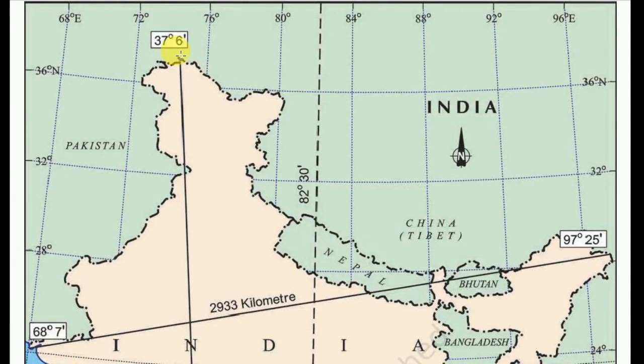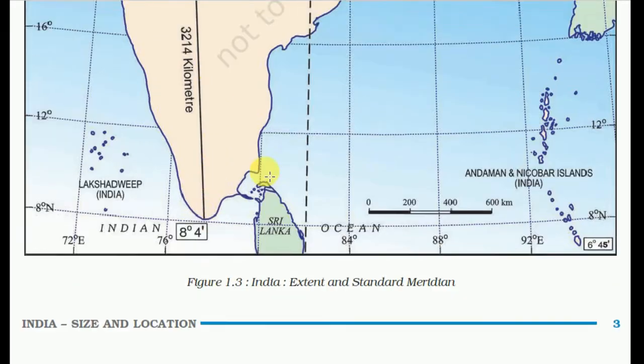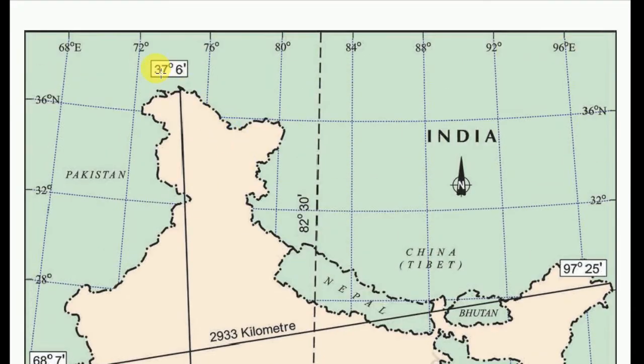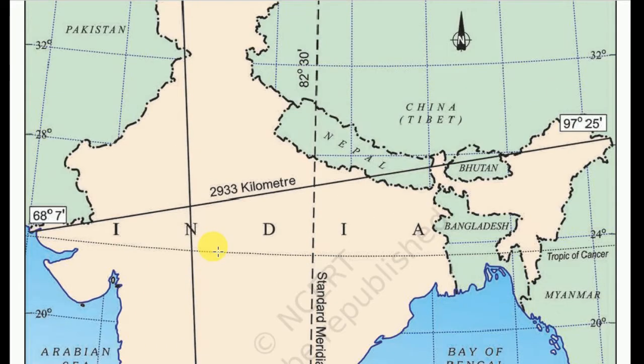And the north to south extent is from 8 degrees to 37 degrees. It is also about 30 degrees. But this north to south distance is 3,214 km, which is about 200 km more than the east to west distance. So north to south is longer than east to west by about 200 km.